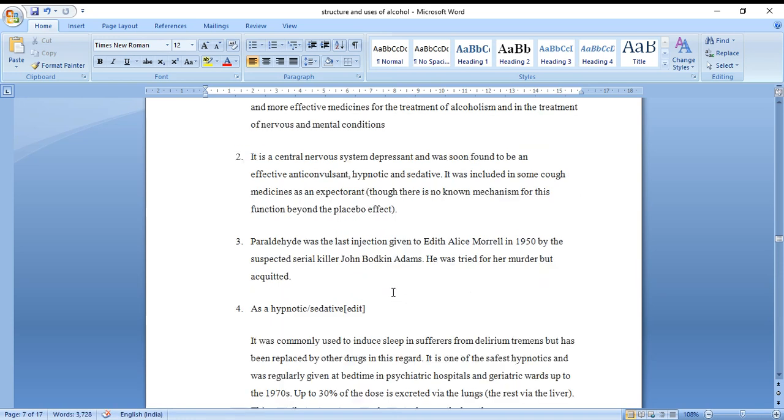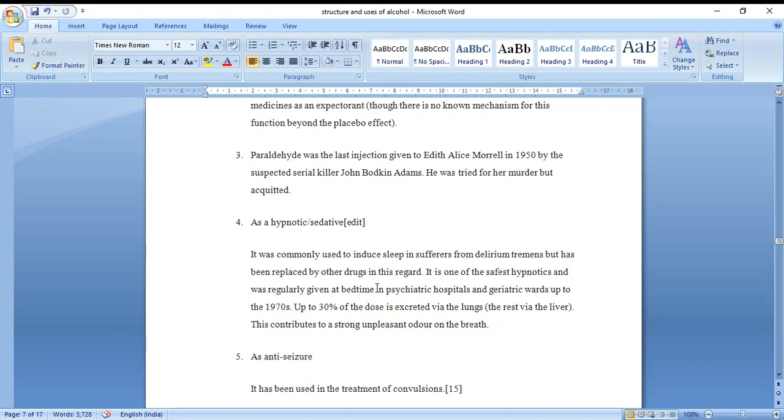Earlier, paraldehyde was the last injection given to Alice Morel in 1950, which was given by a killer called Adams. He had tried to murder Morel. So lastly it was used by this Adams, and it is used as a hypnotic and sedative. The patients who are suffering with insomnia, that means they are unable to sleep because of their psychiatric problems, will be given paraldehyde.